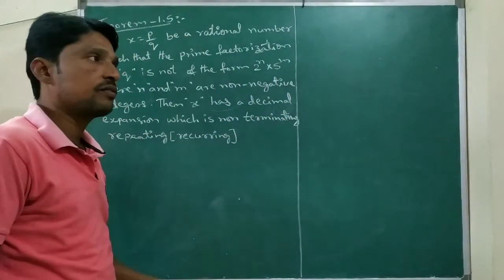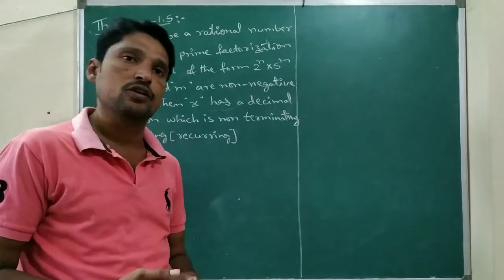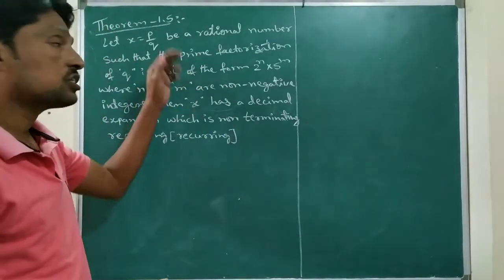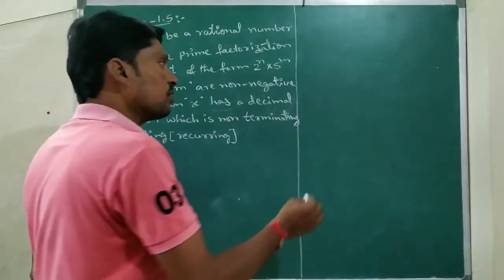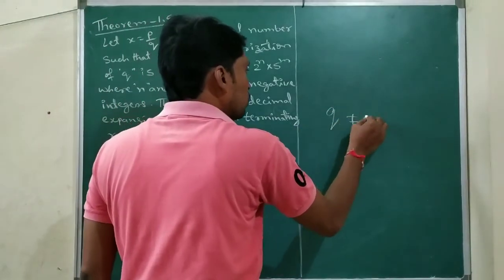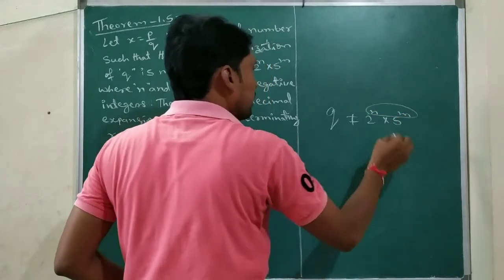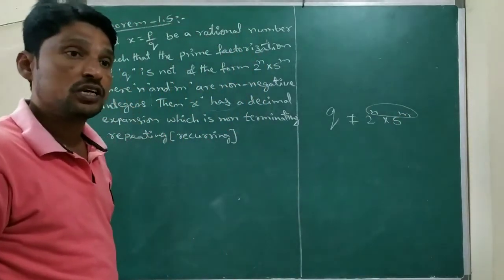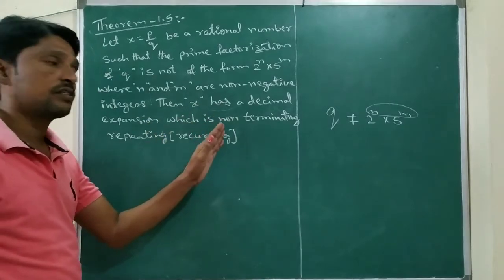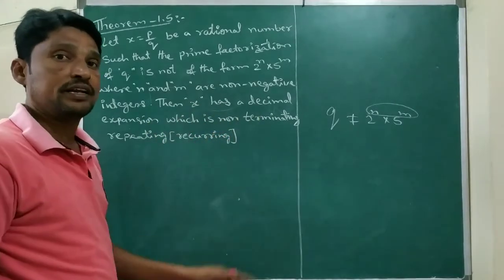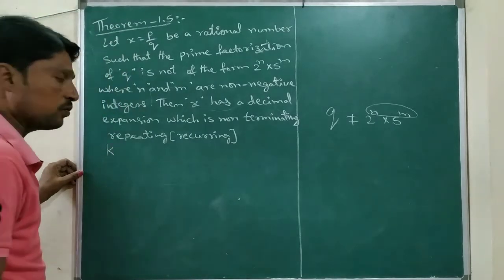So here the theorem is: x is a rational number, which means it is of the form p by q. The denominator is not of the form 2 power n into 5 power m, where n and m are non-negative integers. Then x has a decimal expansion which is non-terminating and repeating. Once we have written the keywords, after that we can discuss one example.